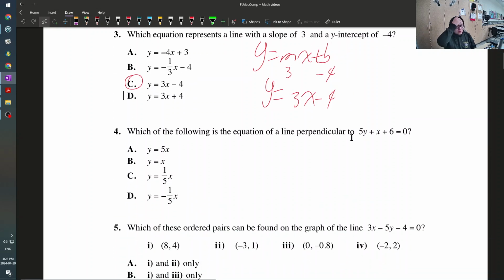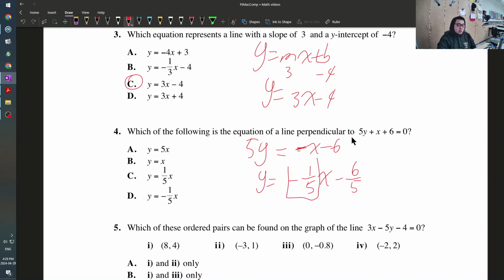4. Which of the following is an equation of a line perpendicular to 5y plus x plus 6 is equal to 0? We should convert it to slope y-intercept form. So y is equal to, subtract x and 6 on both sides. You get 5y is equal to negative x minus 6. Divide everything by 5. Y is equal to negative 1 over 5x minus 6 over 5. So here is my slope.